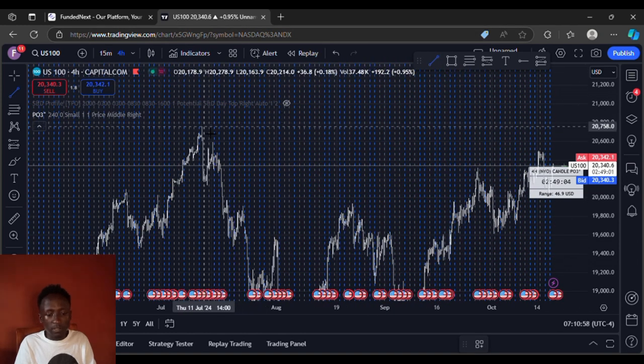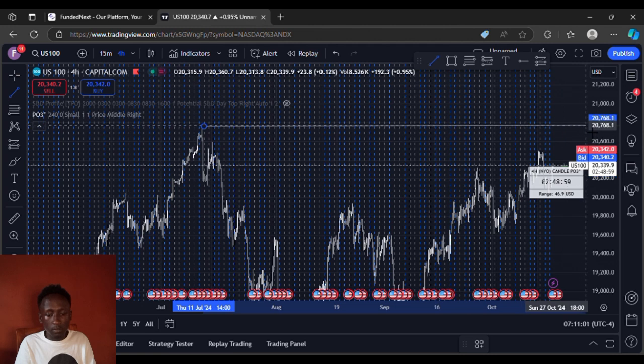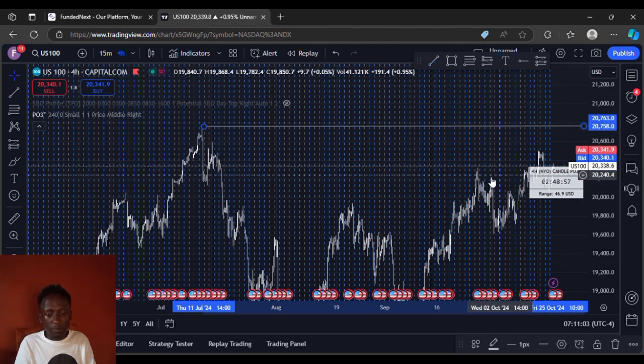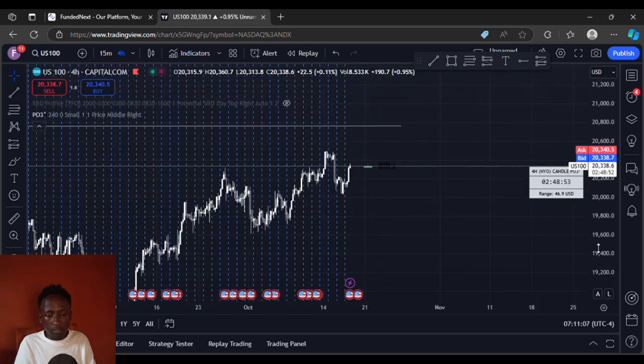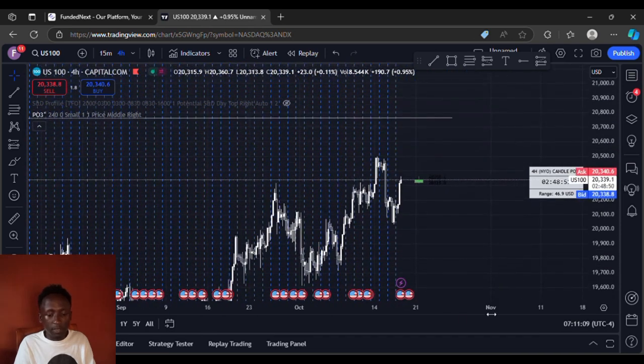Let me mark out this zone of liquidity which I'm expecting price to reach. Not today, I don't know when it will reach there, but I'm expecting price to reach there.